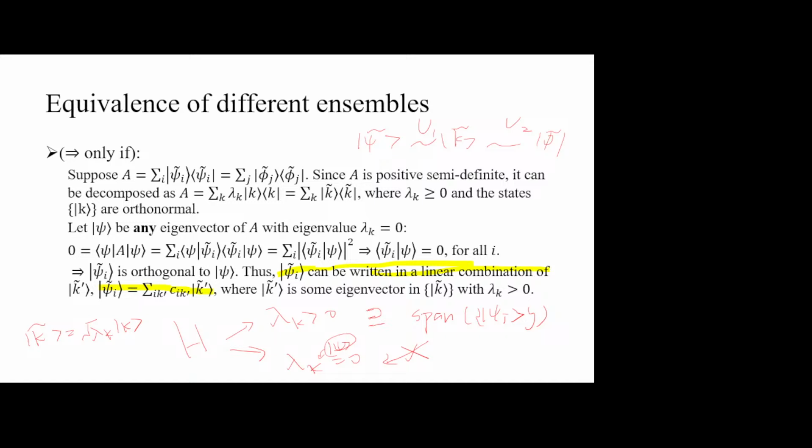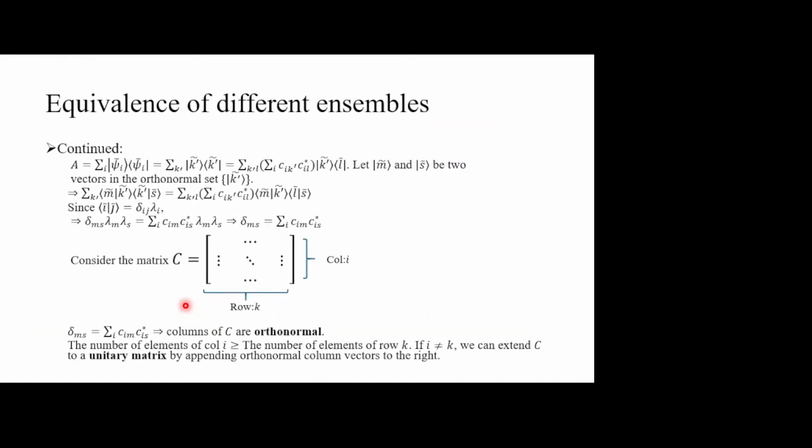And we use this prime notation to signify that we are only taking lambda k greater than 0. The next step, by our strategy here, is that we want to show this c sub ik prime is a unitary matrix, an element of a unitary matrix. But once again, because of the dimension mismatch, we need to do a bit more work.